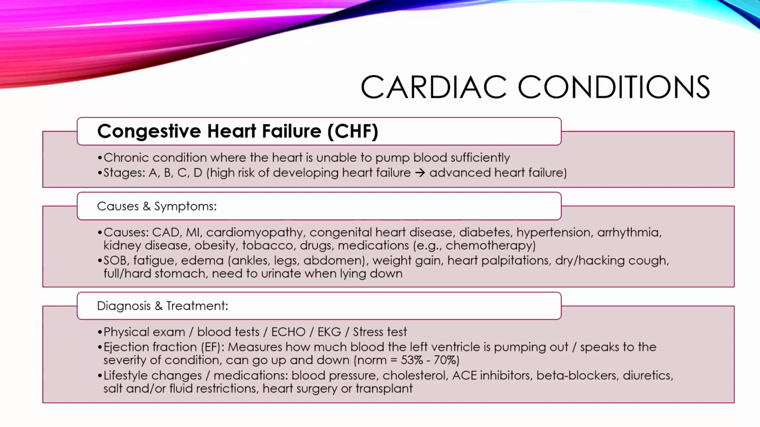Diagnosis and treatment. So again, a physical exam, blood test, the echo and EKG that we talked about, a stress test. They also will do an ejection fraction, which you'll see in the chart as EF, and it'll give a certain percentage. This is measuring how much blood in the left ventricle is pumping out, so it speaks to the severity of the condition. It can go up and down. The normal range is around 53 to 70%. You'll see that a cardiologist note will have their EF listed. If it's not in that range, it's either too low or too high.